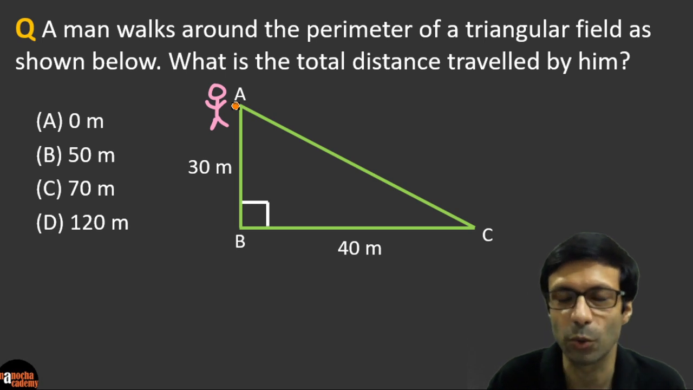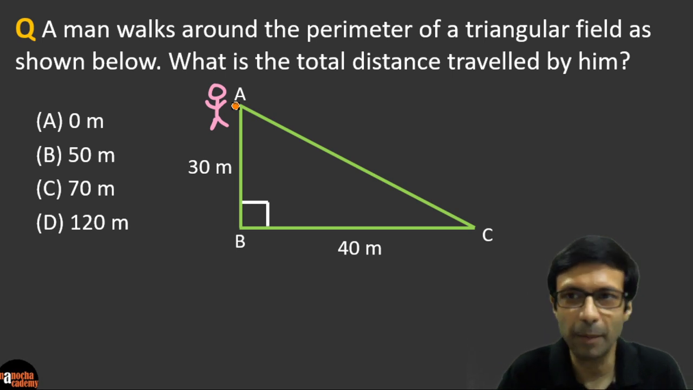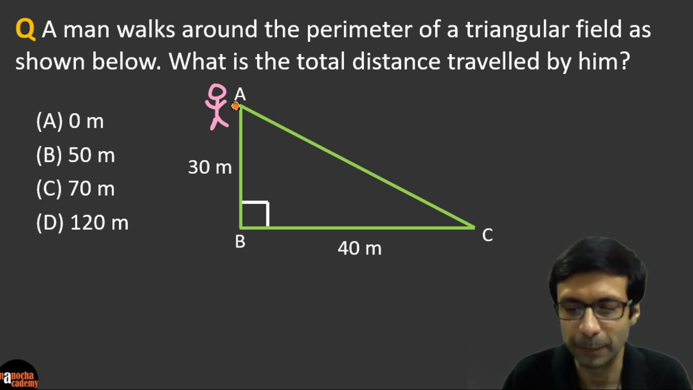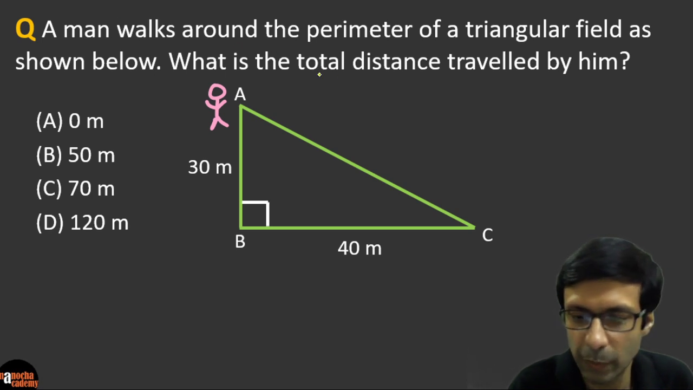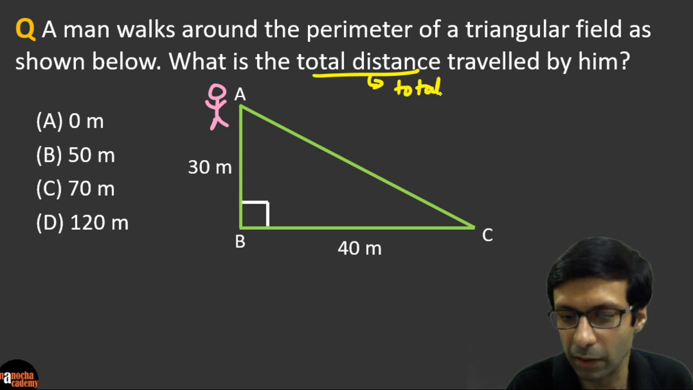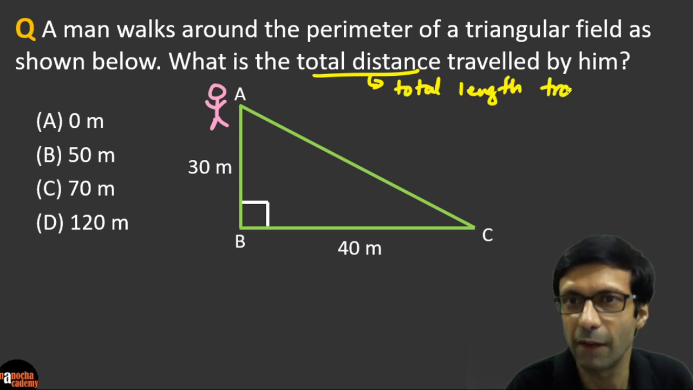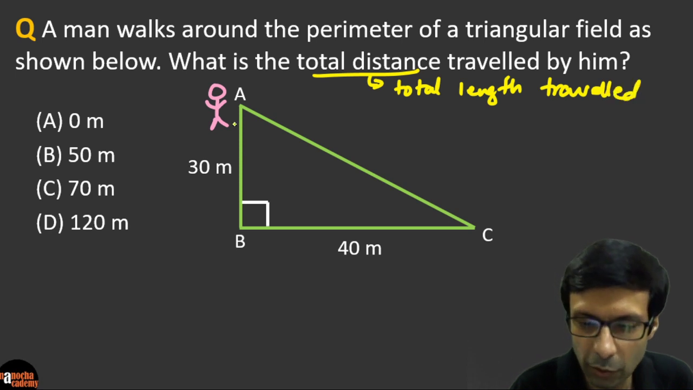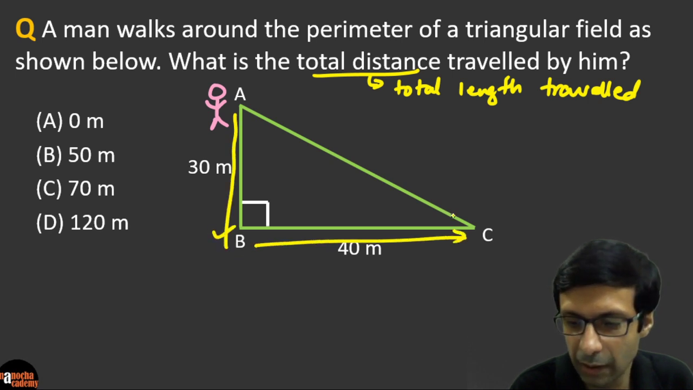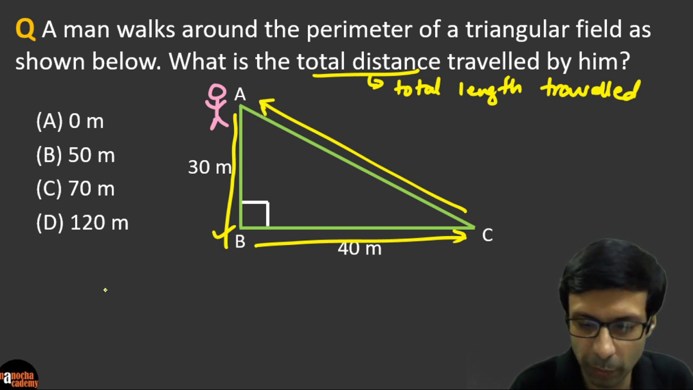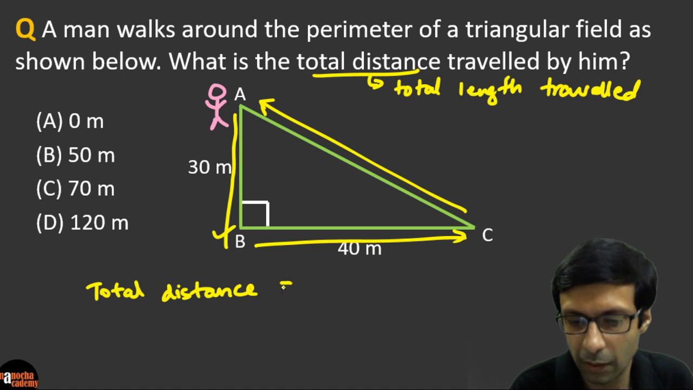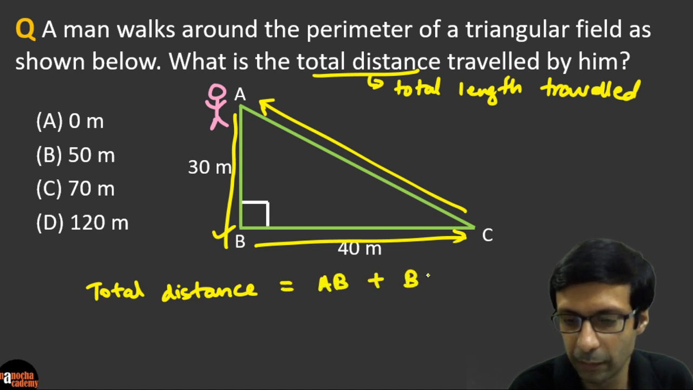Let's see how to analyze this question. In physics, be very clear about the concepts, apply them, and then you'll find it really easy. So first, let's understand we are looking for the total distance. Total distance means the total length of the path traveled. So the total length of the path traveled by the person. And what is the total length of the path traveled? It's going to be AB plus BC plus CA. He's traveling that entire path. So the total distance is basically going to be AB plus BC plus CA.